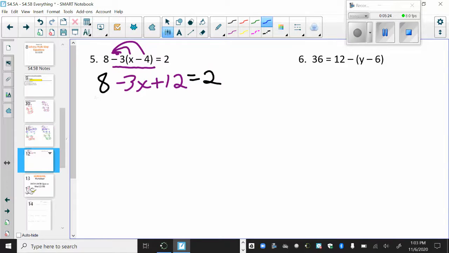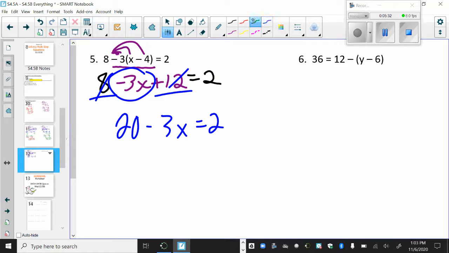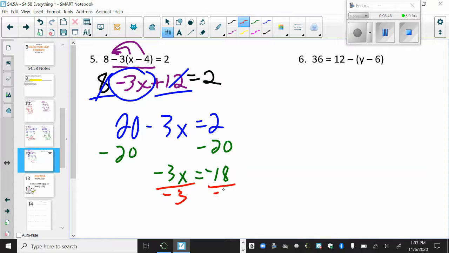Let's bring down the 8, and then equals 2. Then I'm going to combine my other terms. So I have 8 plus 12, which makes 20. Then I have minus 3x equals 2. I'm going to subtract 20 on both sides to get negative 3x equals negative 18. And then divide by negative 3 on both sides to get x equals 6.